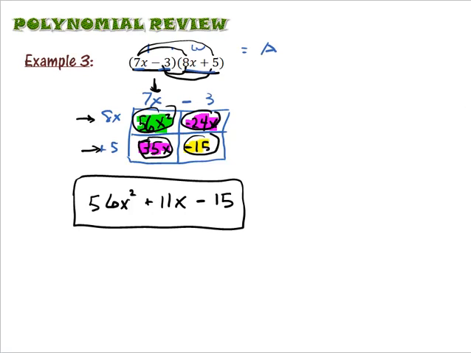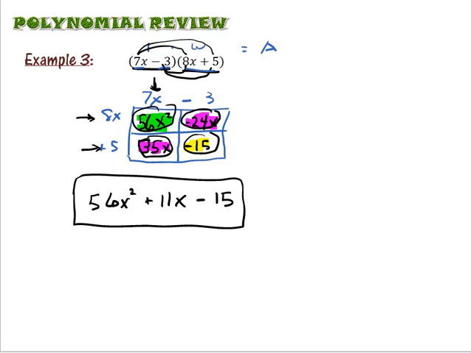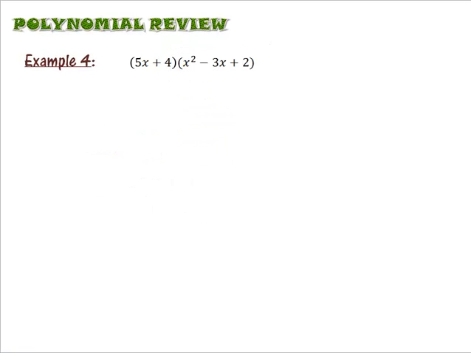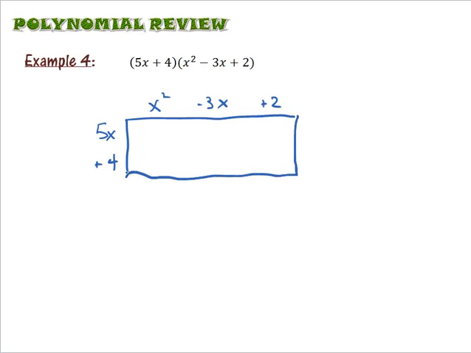Alright, I want you to try example number 4 on your own. I'll help you set this up. I'm going to put 5x plus 4 on the side, and across the top I'm going to put x squared minus 3x plus 2, and draw my box. Divide it into 2 since there's 2 terms there, and 3 since there's 3 terms this way. So take a moment and finish this one for me.